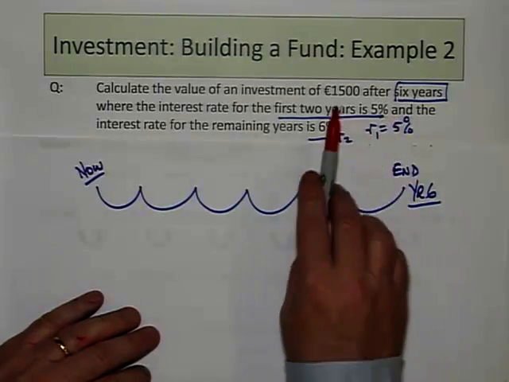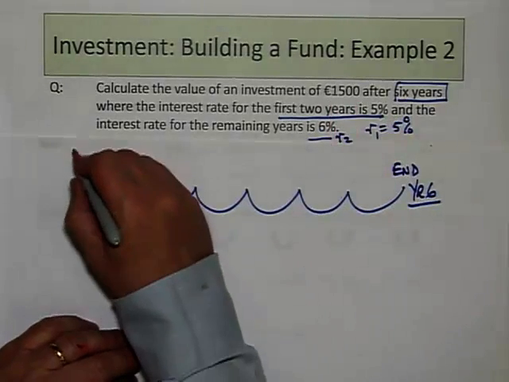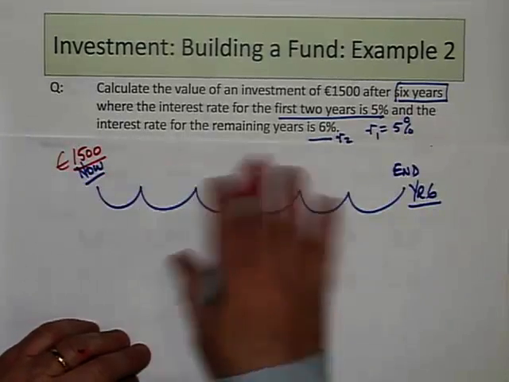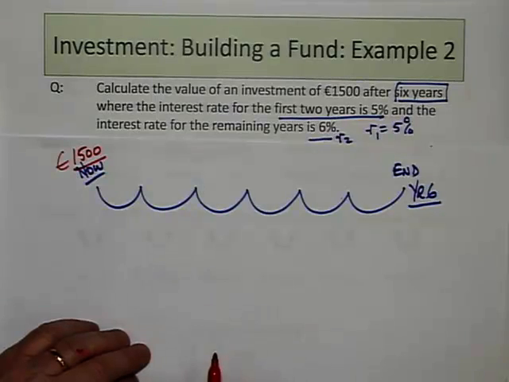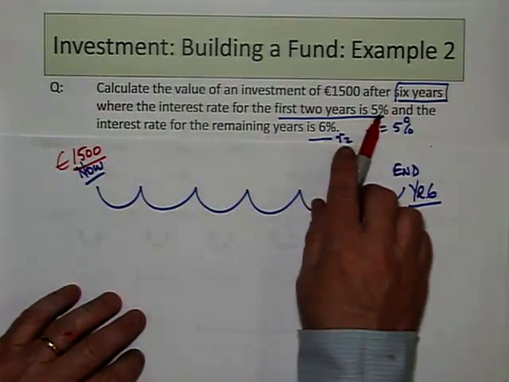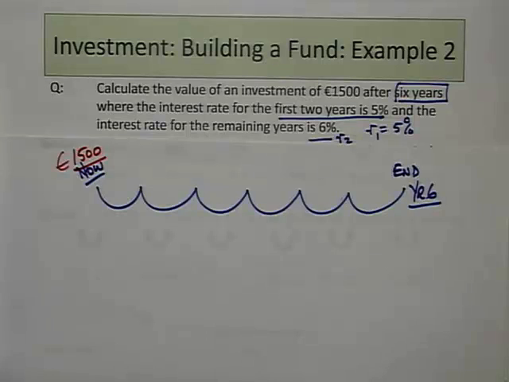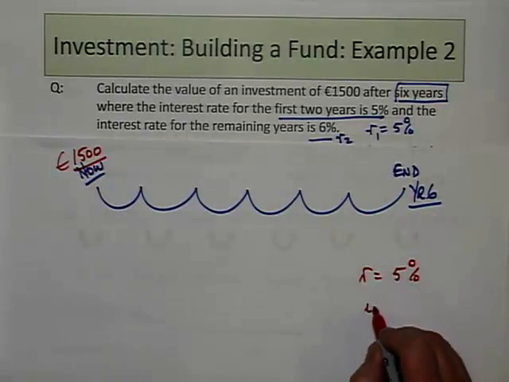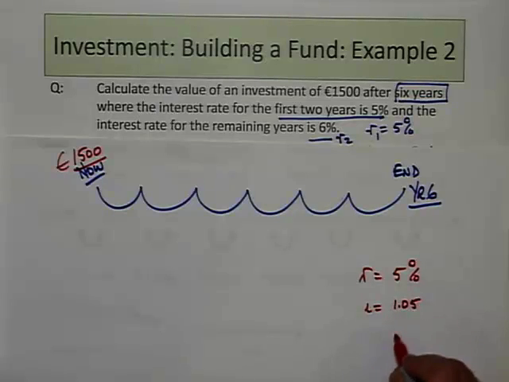Now it says here that the investment is 1,500. That looks like it goes there, and it's only entered once. There's no investment any other year, so it's just that one. The interest rate for the first 2 years is 5%. Now, if R is 5%, I is equal to 1.05.